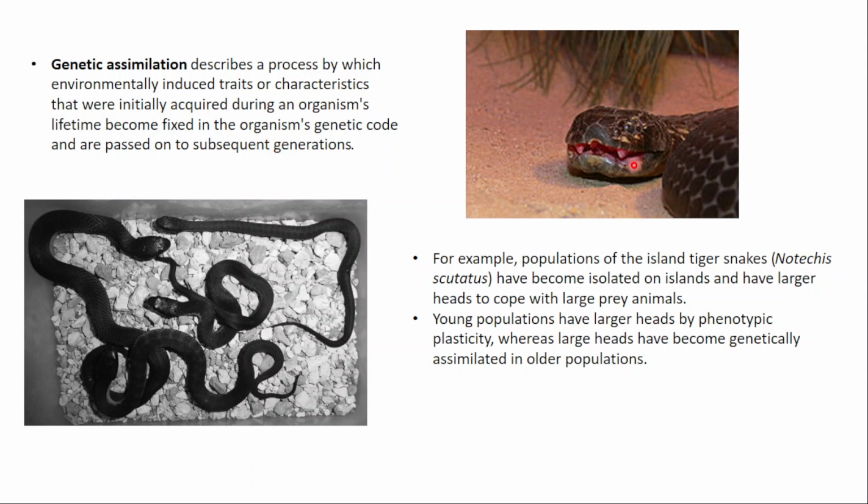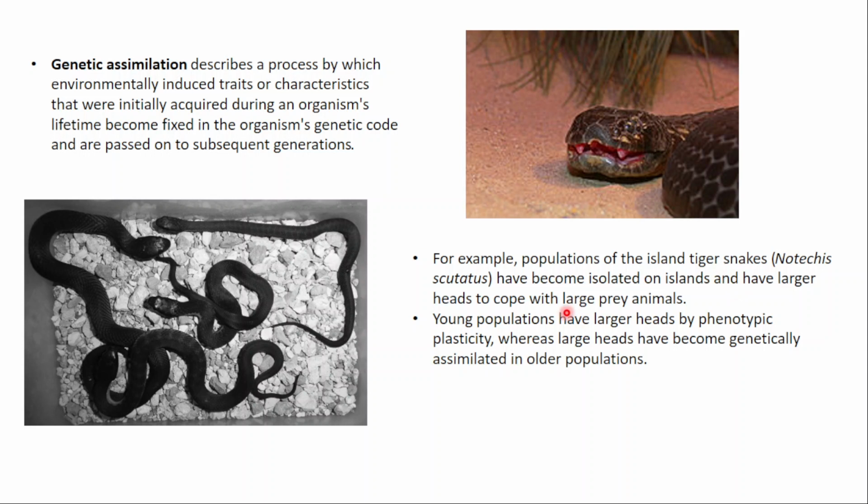Another example, on the right, is a population of island tiger snakes. So here is a population of island tiger snakes with the normal ones, and the island ones got separated physically, started living on the island, have become isolated on islands and have larger heads to cope with large prey animals.